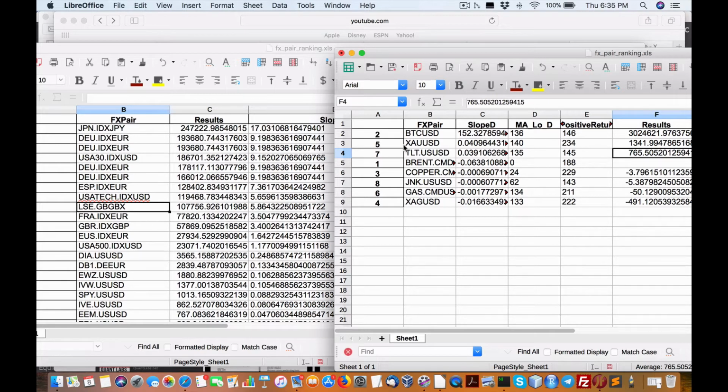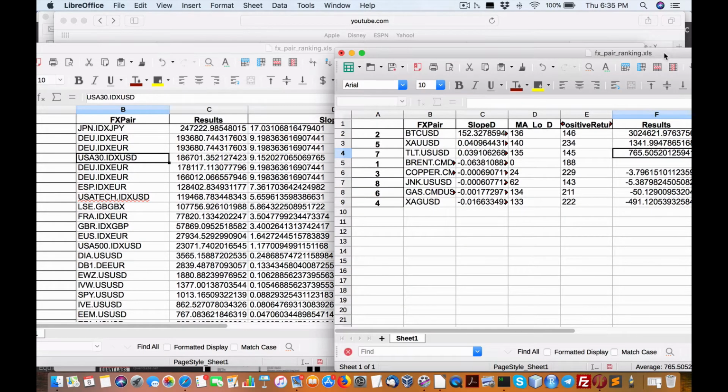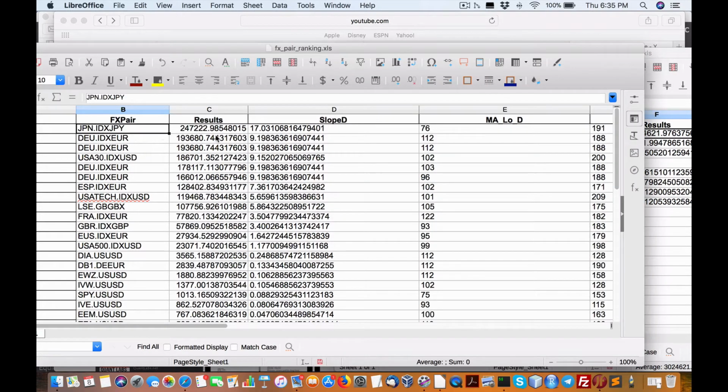But comparatively, when you start to factor in the indices, where Japan's at 24,700, Germany, let's call it 19,360, and USA top 30 at 1867, it clearly puts you in the mindset that right now, Bitcoin USD, definitely, Japan, maybe, the Deutsche Index as well as the US.